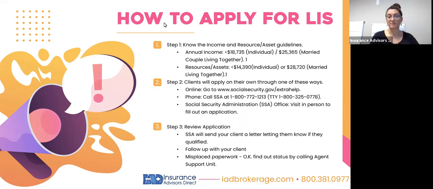And of course, if the person has misplaced paperwork and they're like, I don't know where it is, that's okay. You can go ahead and call one of the carriers that you are contracted with, call their agent support unit, with whatever carrier it is, whether it's Molina, United Healthcare, Priority, any of these programs, you could go ahead and call and find out what their status is if they've been accepted on that LIS program.